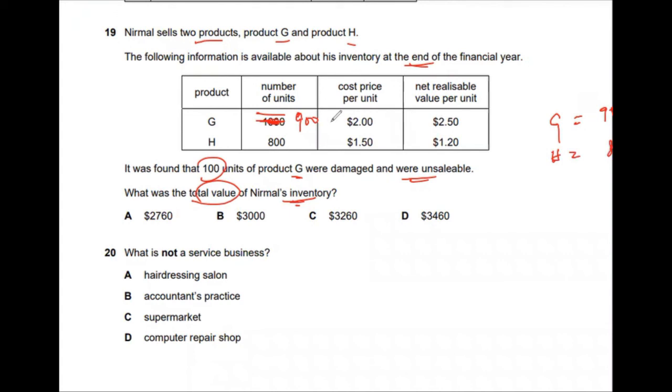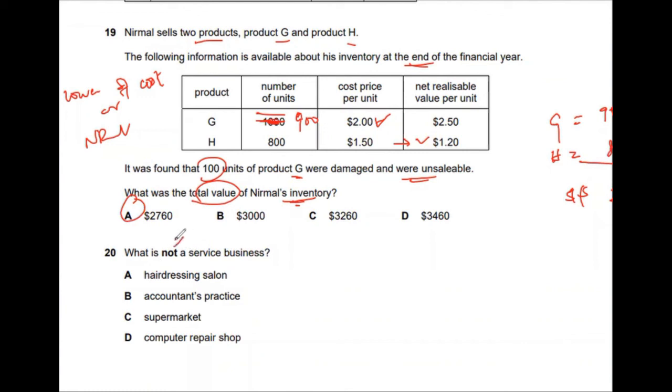You need to remember the concept here, which was lower of cost or NRV. You take lower of cost or NRV. So in this case, you will compare for product G, the cost is lower, so you will take $2. For product H, net realizable value is lower, so you will take 1.20. When you sum this up, you should actually get 2760. So the answer to multiple choice 19 is option A.